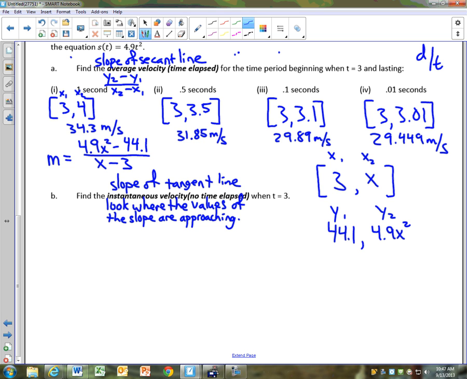Look at the interval of time: 1 second, 0.5 seconds, 0.1 second, 0.01 seconds. What is the interval width approaching? 0. We want to look at no time passing by. Instantaneous. So find the instantaneous velocity, no time elapsed, when t equals 3. We look for where those values are approaching, and we say it is hard to know for sure.